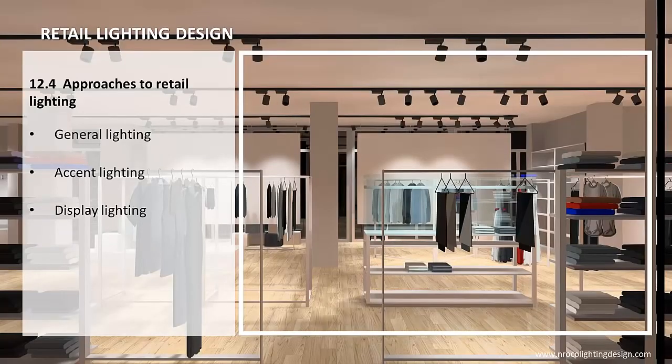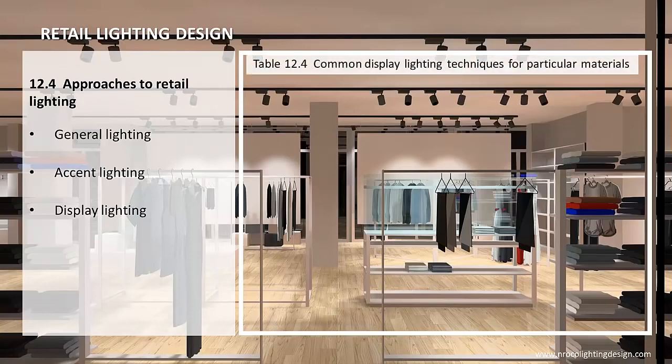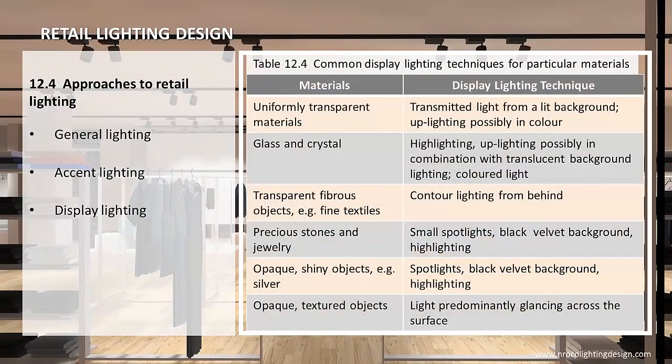Different materials require different display lighting techniques. Table 12.4 lists some of the more common techniques for specific materials. Table 12.4 Common display lighting techniques for particular materials. These materials are uniformly transparent materials, glass and crystal, transparent fibrous objects, for example fine textiles, precious stones and jewelry, opaque shining objects, for example silver, and opaque textured objects.